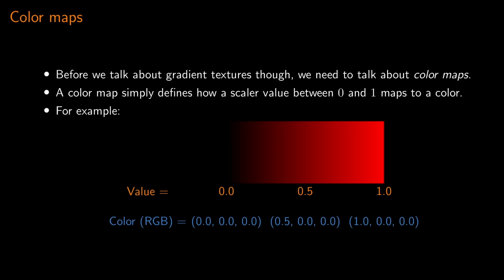Okay, but before we can talk about gradient textures though, we need to talk about color maps. A color map simply defines how a scalar value between 0 and 1 maps to a color. So for example, we might have this gradient here from black through to red, and we see we have the values here of 0, a half, and 1. So this is a position in our color map, the value. Okay, so when the value is 0, our corresponding color is black. So that's 0, 0, 0 in RGB. When our position or value is a half, we have a color of 0.5, 0, 0 in RGB, so 50% red. And then when our value is 1, we have 1, 0, 0 for RGB, or 100% red, and that would describe that gradient.